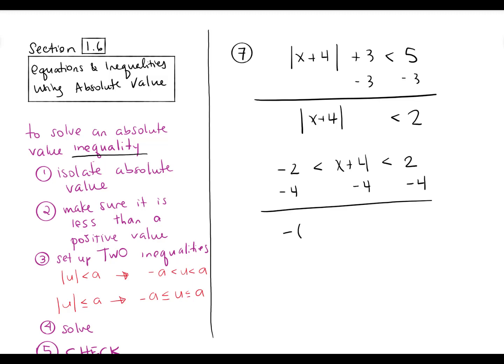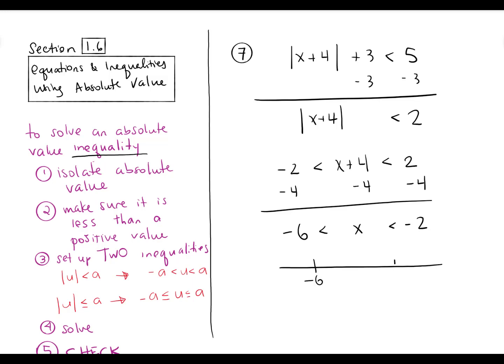And I'm going to get negative 6 is less than x is less than negative 2. Now you want to solve and then check. So what you want to do at this point is take a number, plug it in, see if it works. Now you can't take it at endpoints because it will not make it true, but you should be able to check. And let's go ahead and write this on the number line.